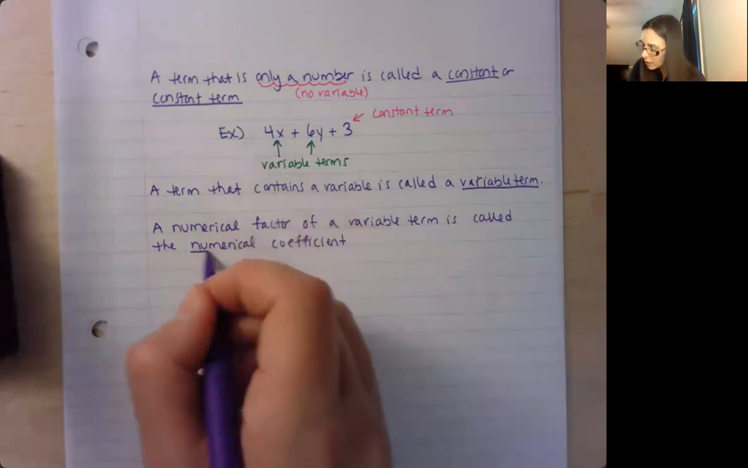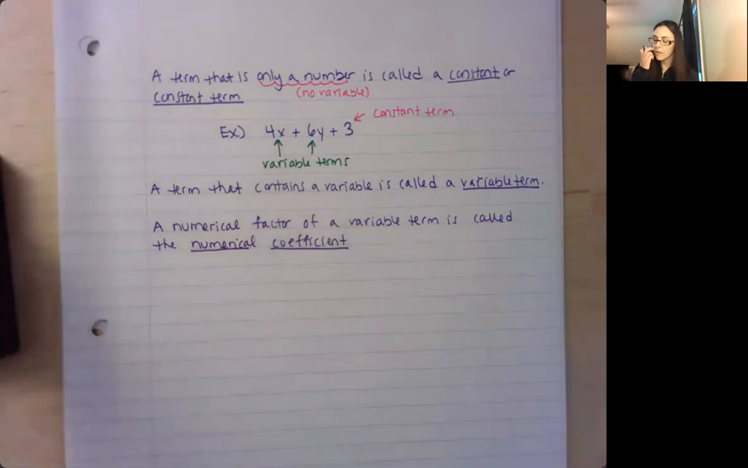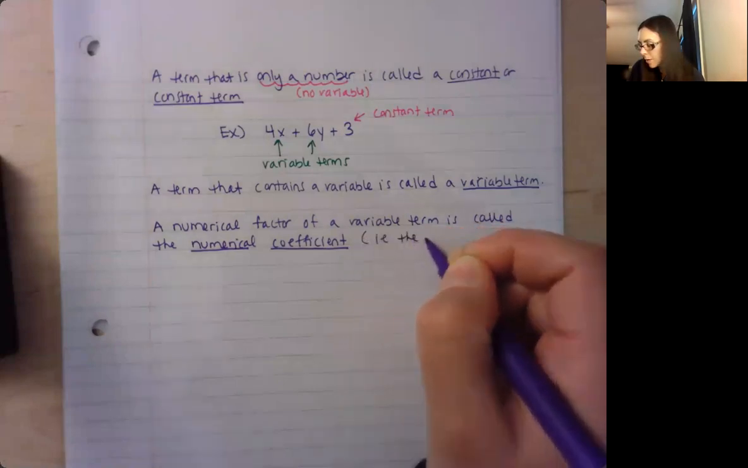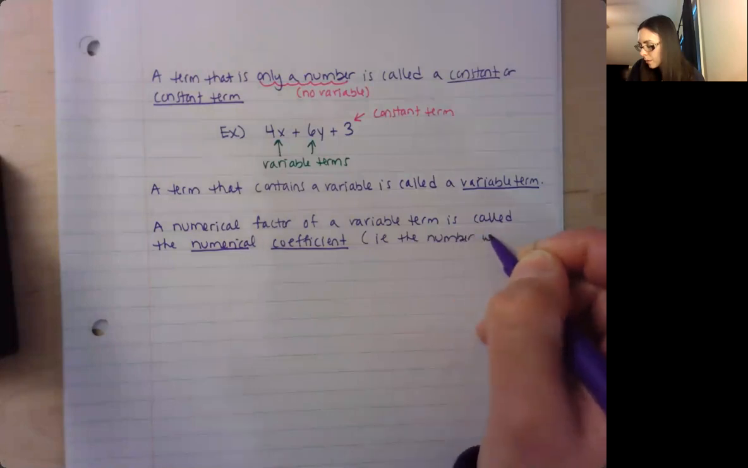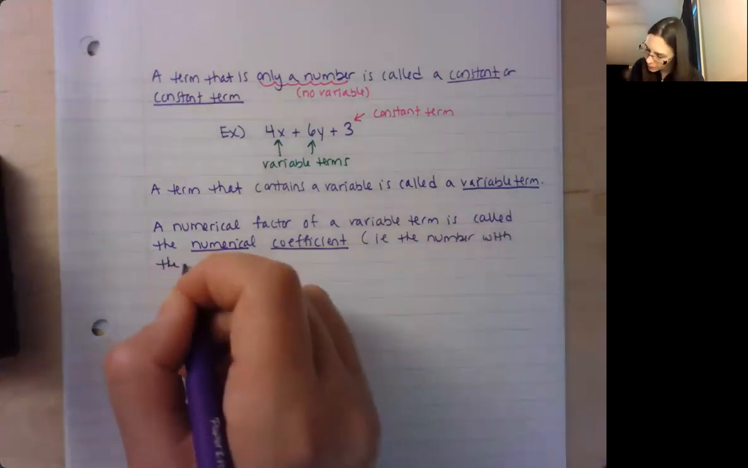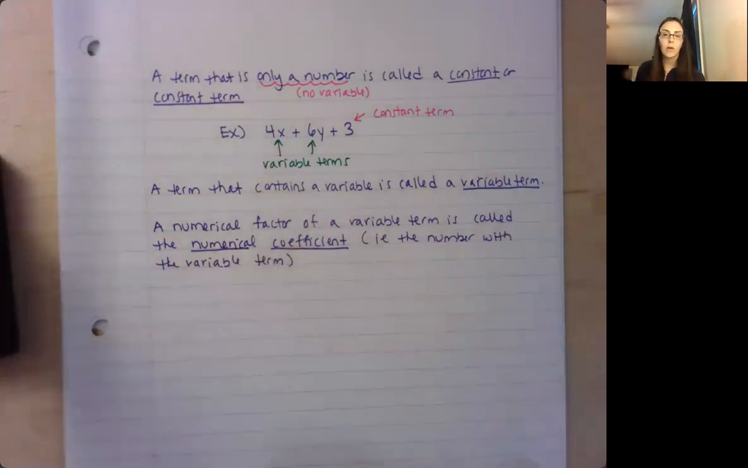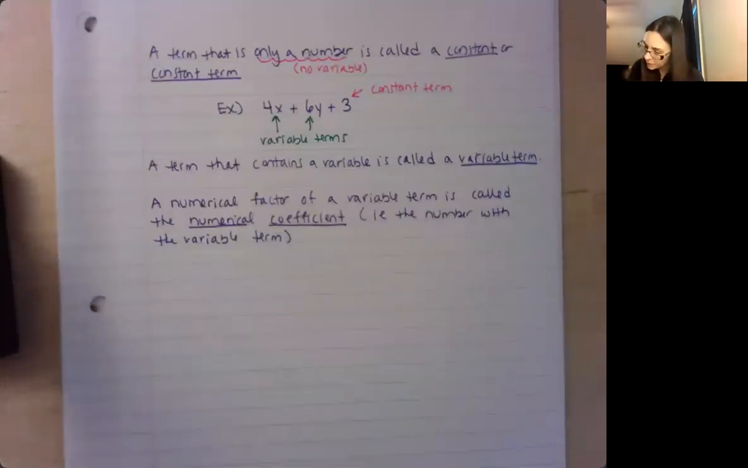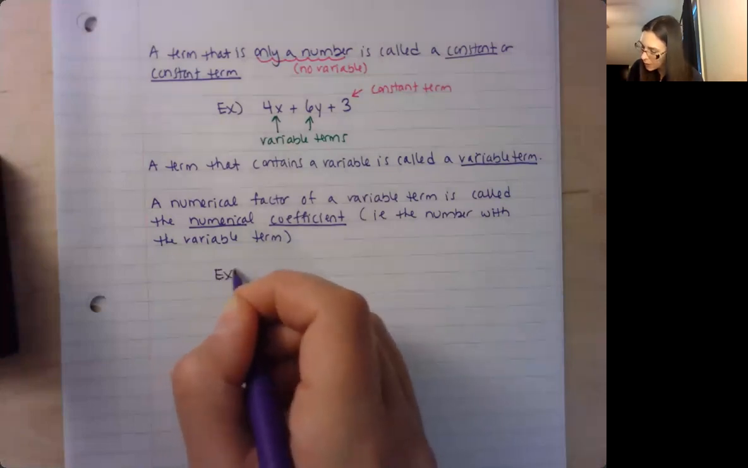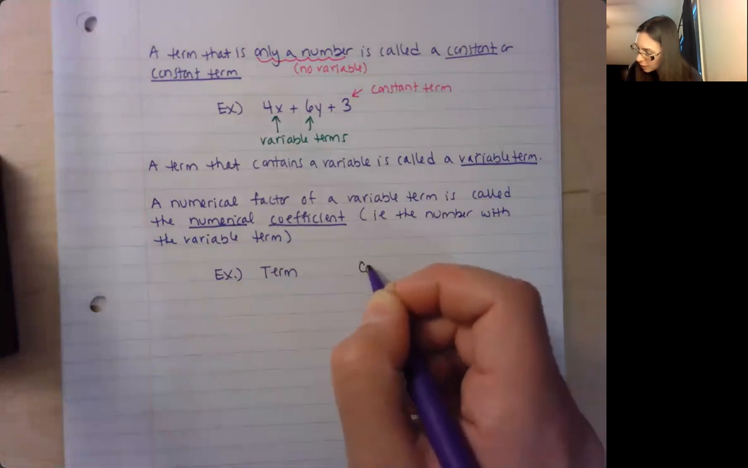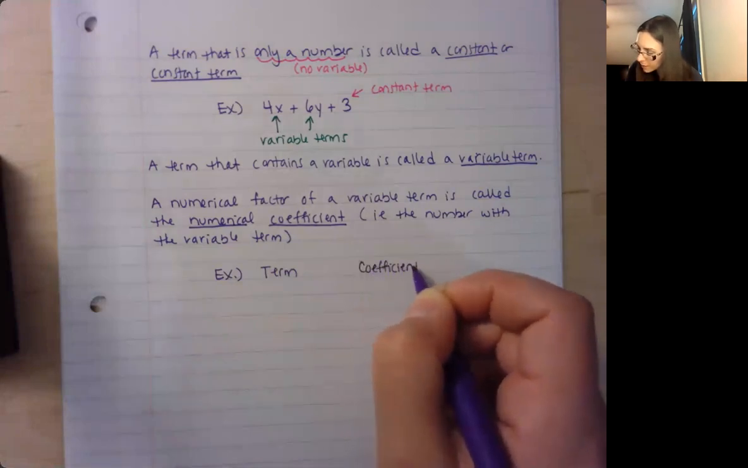Okay, another definition here is a numerical factor of a variable term is called the numerical coefficient. So this is, i.e., the number with the variable term. So that's all we're referring to. We say numerical coefficient. We're just saying what's the number with the variable term. So for example, let's say this is the term and we're looking for the coefficient or numerical coefficient. Usually we just say coefficient.